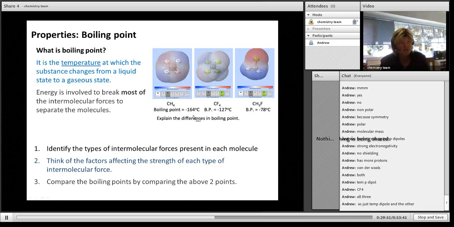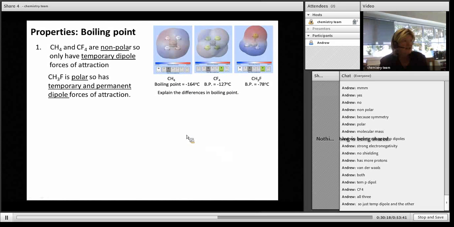So here it was a heavier molecule, and so stronger strength. Here it's not as heavy as that, so the temporary dipole will be stronger than methane and less than CH4, but it's also got the permanent dipole force of attraction because that molecule is a molecular dipole. And then, as I say, we've done the comparison. And so this is how you would write it out.